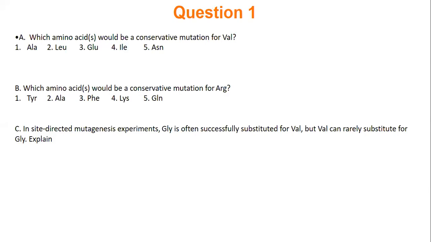If I have Val, what's a conservative mutation for Val? If I have Arg, what's a conservative mutation for Arg? And in site-directed mutagenesis, I can substitute. Let me get my pen back out. I can go from Val to Gly. That's no problem. But I cannot go this way.